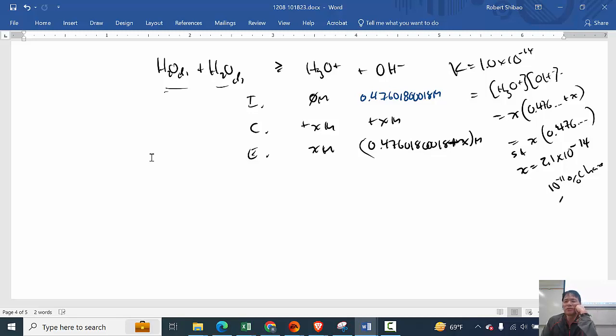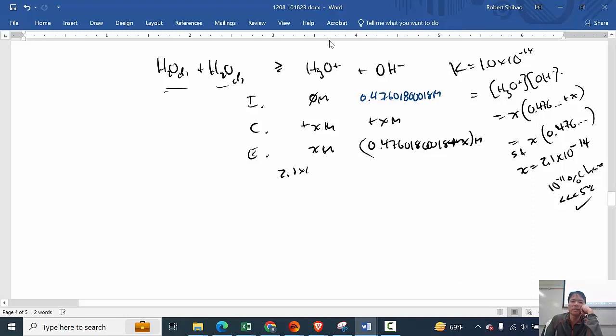So the 10 to the minus 11% change is extremely small. So we're okay. Some flying assumption. So going over here, the hydronium is 2.1 times 10 to the minus 14 molar. And the hydroxide is going to be, it's going to be what? It's going to be plus 0.